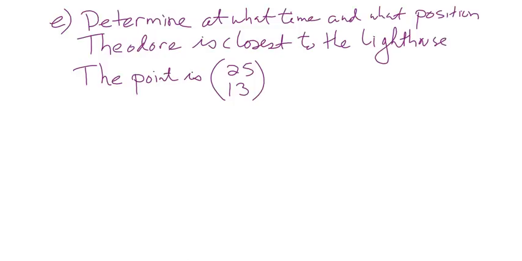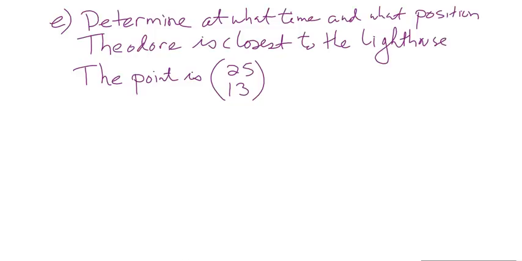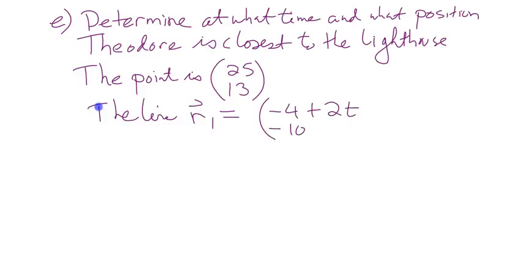The line. What's the line? No, the line. This line. The vector. It's R1, right? What's R1? Negative 4 plus 2t, negative 10 plus 14. Okay? Because it's the line R1 that we're interested in, right? Okay. Good. All right.